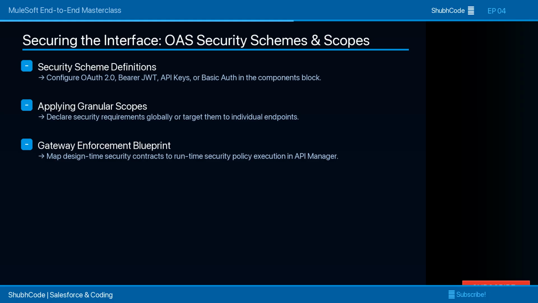Here is an architectural warning: simply writing security definitions in your OAS spec does not automatically enforce security at runtime. These definitions act as a contract that informs your API gateway and client developers of the security requirements. To actually block unauthorized requests, you must map these schemes to corresponding API policies in Anypoint API Manager using API Autodiscovery.